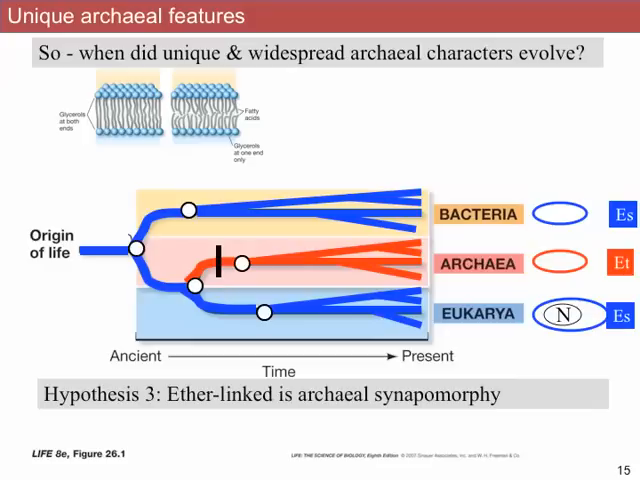Neither of those are particularly ideal, and so this is a more parsimonious alternative, which is that the common ancestor had ester linkages, the ancestor of Archaea and eukaryotes had ester linkages, and that there was a change from ester to ether linkages in the lineage leading up to the common ancestor of Archaea.